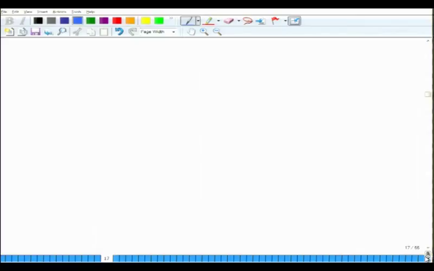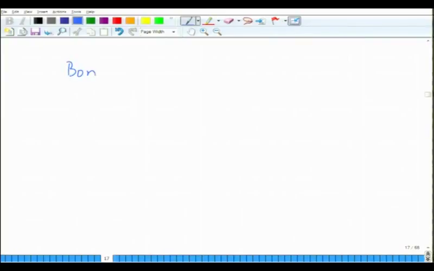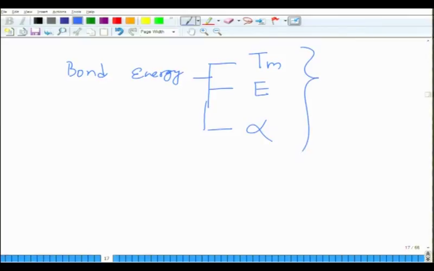All right. So, some properties: I have told you that bond energy has a correlation with Tm, with the modulus of elasticity, and with alpha. So, I do not need to repeat this; you have already been told. We will finish this part here and move on to the next part.